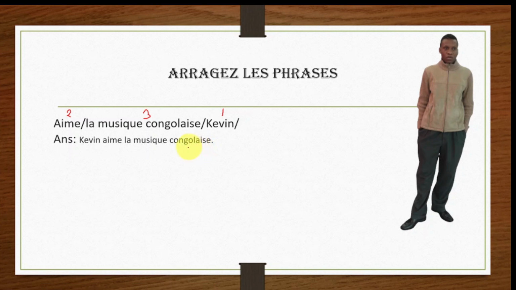If I want, I can change here. I can say Kevin aime la musique canadienne. Kevin aime la musique française. Kevin aime la musique américaine. Or I can say Kevin aime la musique anglaise. But I don't want to give you guys too much, so yeah.